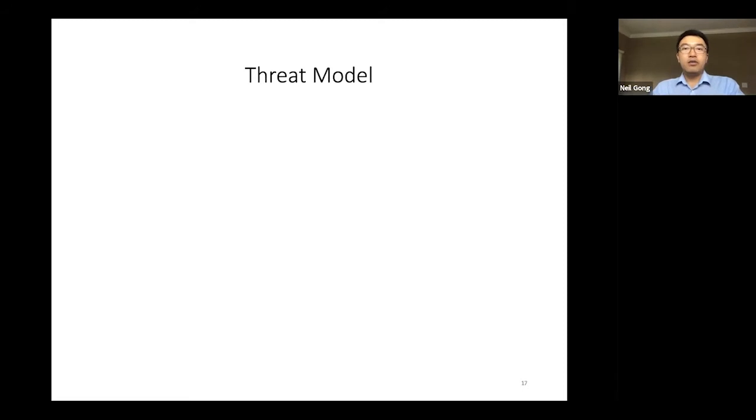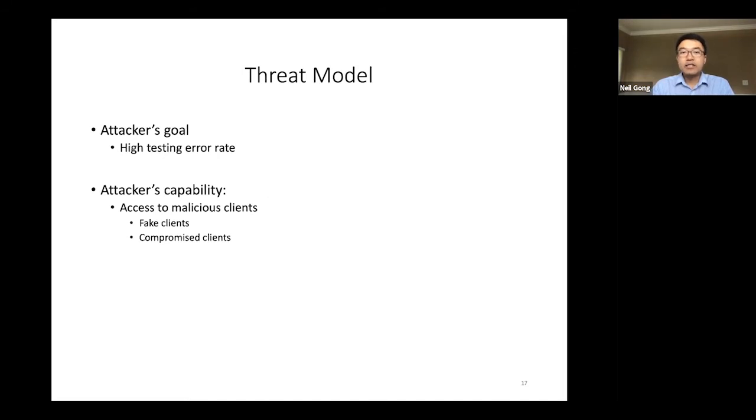We consider the following threat model in our attacks. An attacker's goal is to increase the testing error rate of the global model. An attacker has access to some malicious clients, which could be fake clients injected by an attacker or genuine clients compromised by the attacker. These malicious clients can send arbitrary local models to the server.